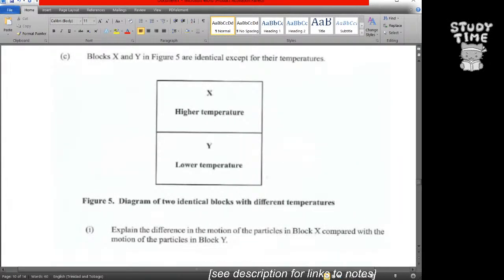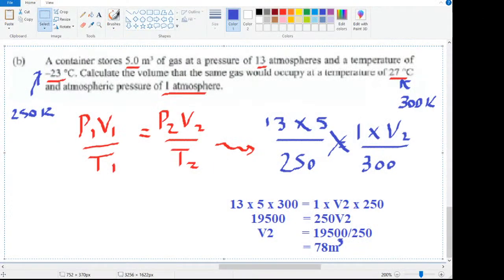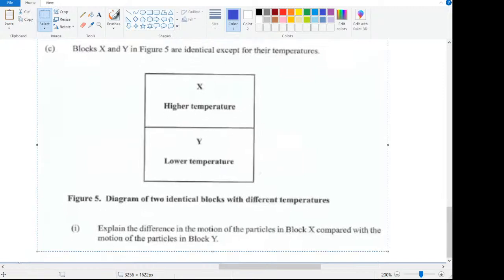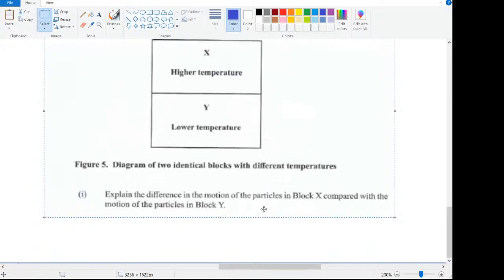Alright, look at this one here. Blocks X and Y in figure 5 are identical except for their temperatures. Explain the difference in the motion of the particles in block X compared to block Y. Well, that's easy. Since they have a higher temperature, more kinetic energy, and this one has less. So that's what you want to say there. Alright, I'm going to type that in.